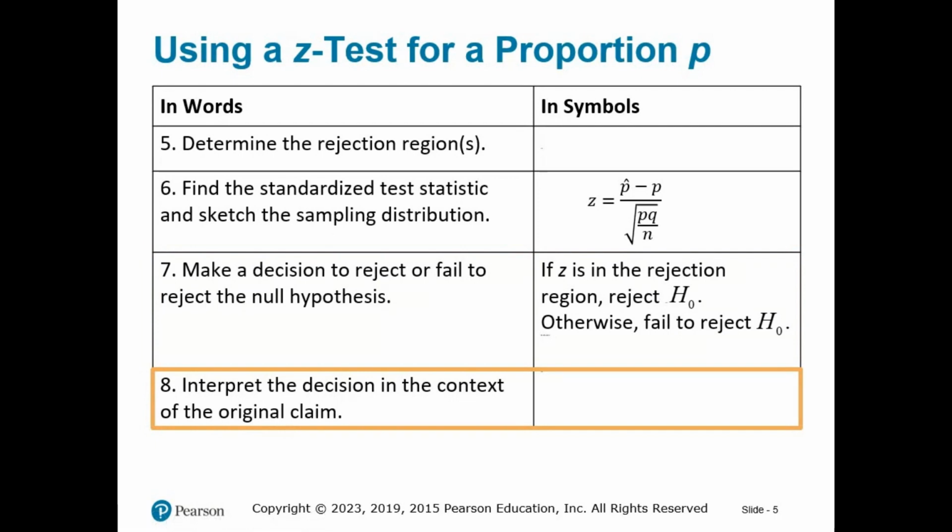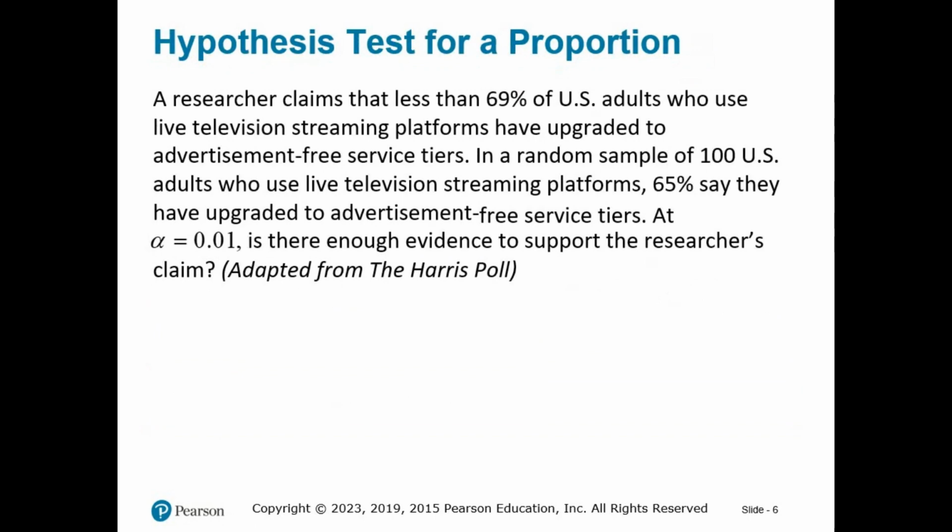Okay, let's do an example. A researcher claims that less than 69% of U.S. adults who use live television streaming platforms have upgraded to advertisement-free service tiers. In a random sample of 100 U.S. adults who use live television streaming platforms, 65% said they have upgraded to advertisement-free service tiers. At alpha equals 0.01, is there enough evidence to support the researcher's claim?